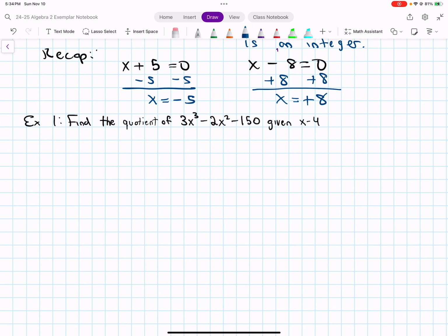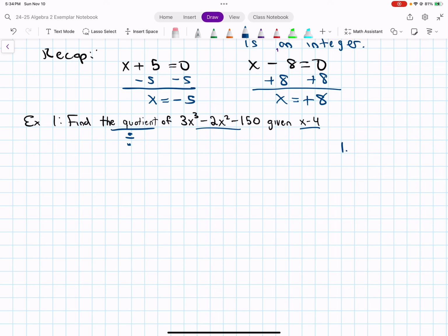And so now we're going to find the quotient of 3x cubed minus 2x squared minus 150 given x minus 4. And so quick annotations, quotient means we're dividing. And this is the dividend, this is the divisor.